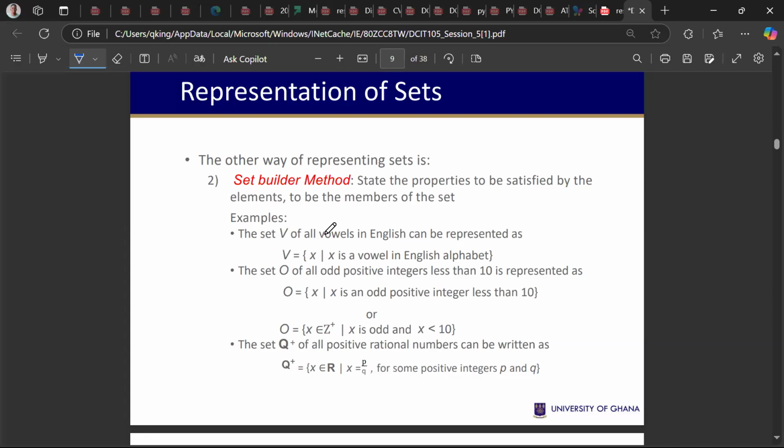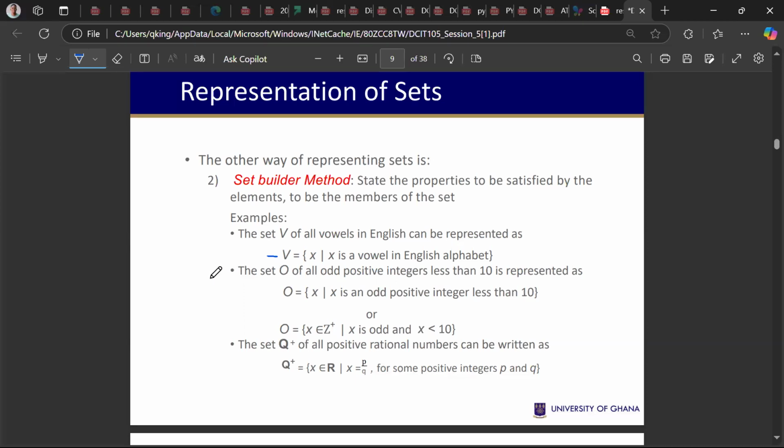The set V of all vowels in English can be represented as what? V equals the set of all x such that x is a vowel in the English alphabet.